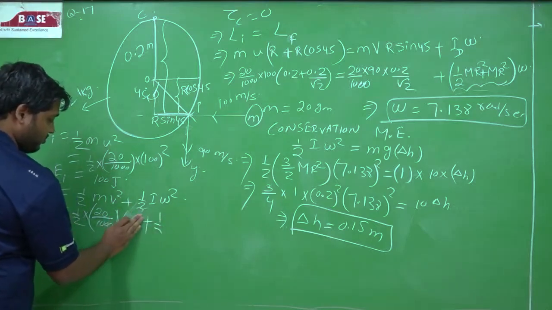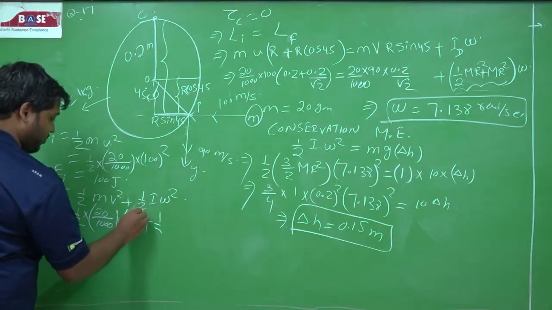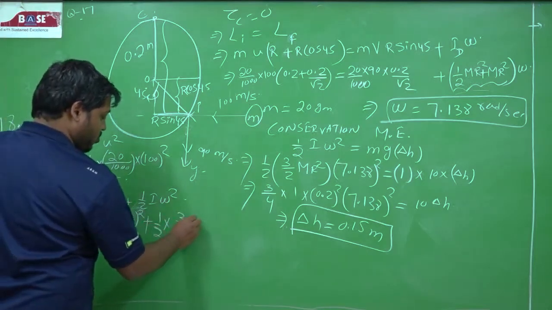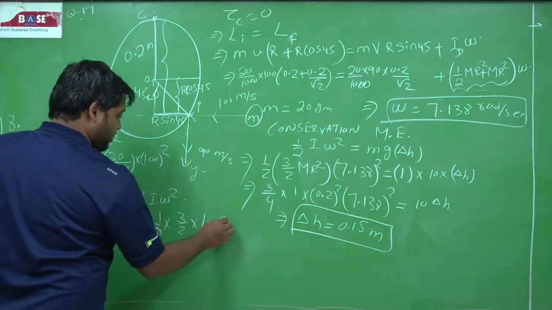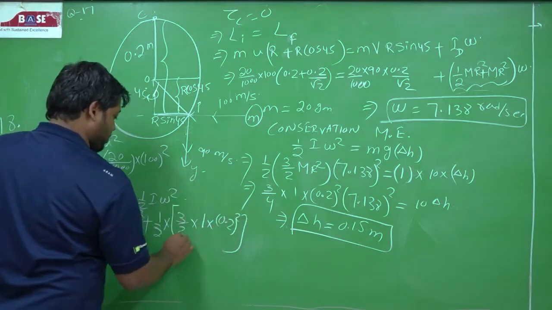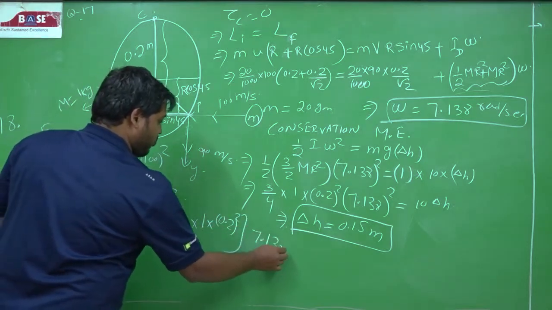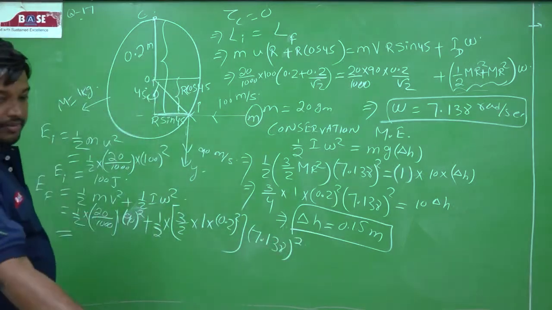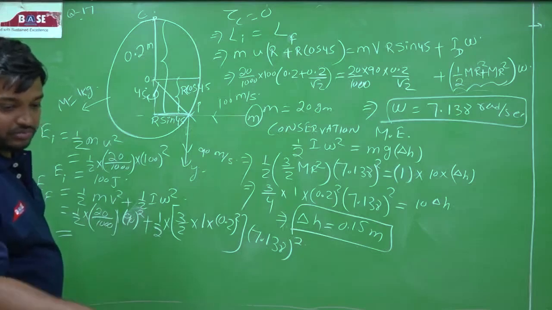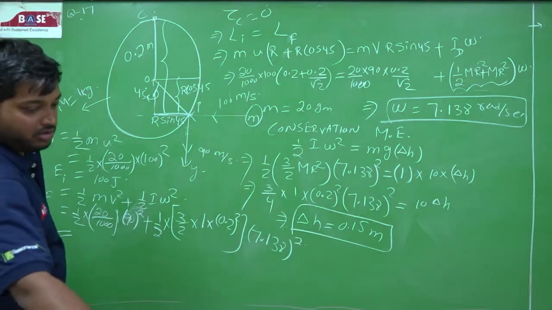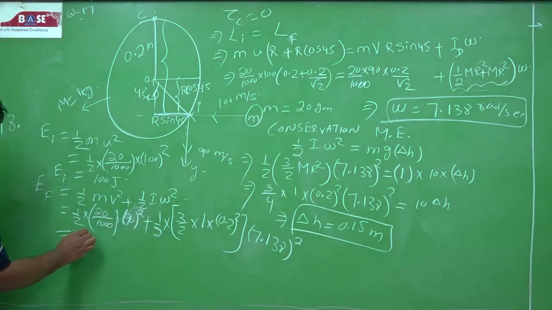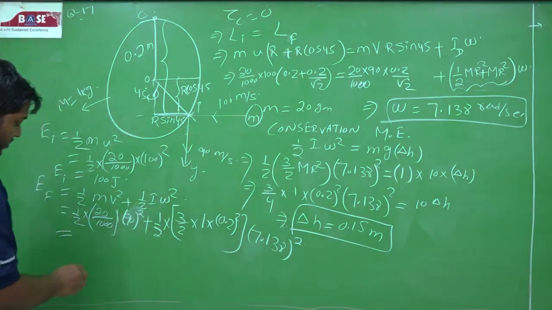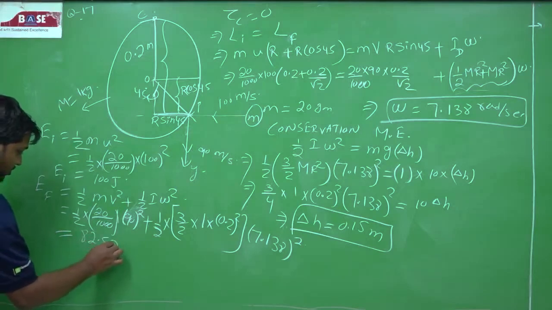So now half m will be 20 by 1000, v square, that is 90 square, plus half I will be 3 by 2, capital M is 1, R is 0.2 square, 3 by 2 mr square, omega is 7.138 square. Okay, then if I solve this one, we are getting this part as 80 something, 82.53.